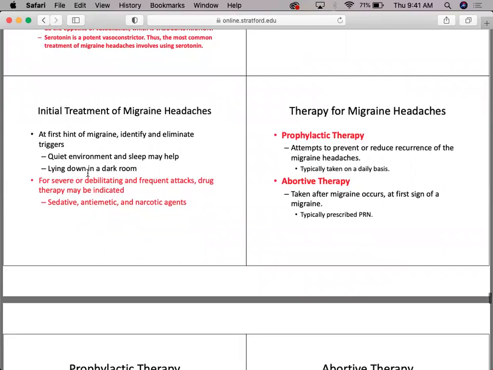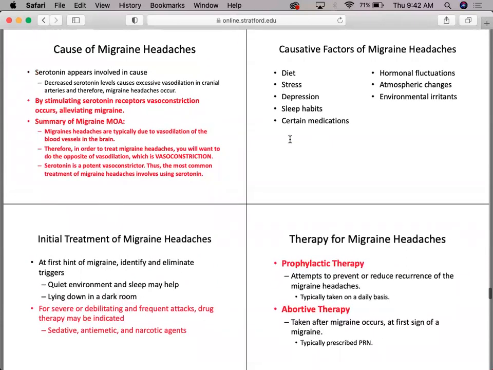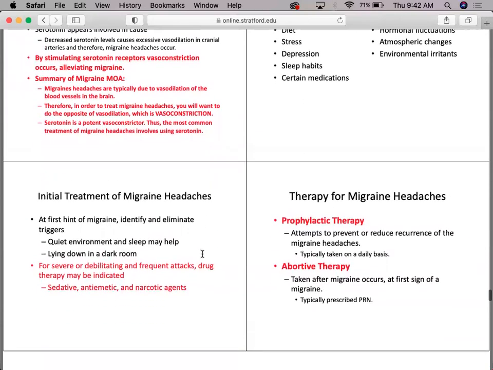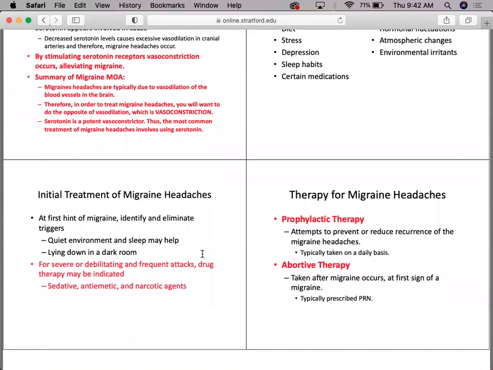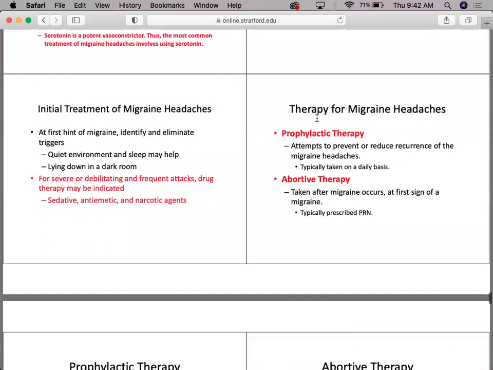So remember, initial treatment is what? Get rid of the sensory attack. If you know what is a causative factor like stress or atmospheric changes or environmental irritants, meaning it's too loud or too bright, then get away from what irritates you. So that's the first one. And then you could have prophylactic or abortive. Prophylactic is I'm doing prevention, but abortive is I'm taking the drug as needed, or PRN, when they go through.